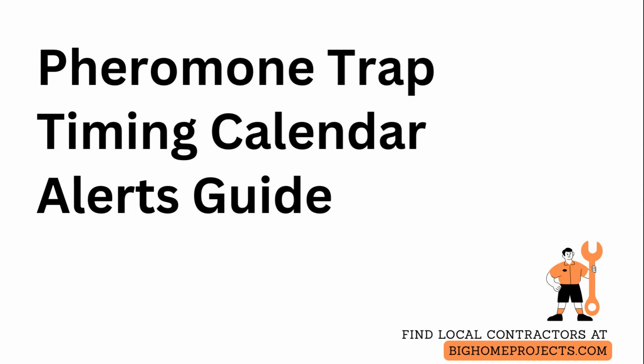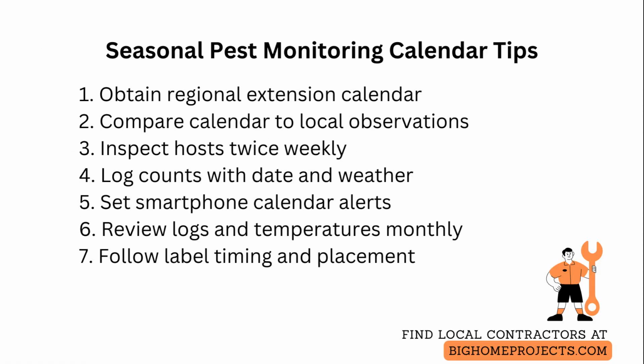Seasonal monitoring calendars let do-it-yourself pest controllers time traps and treatments to match pest life cycles for better results. Seasonal monitoring calendar products combine regional pest phenology data with simple scheduling tools to guide when to inspect, trap, or apply low-impact controls. Start by obtaining a regional calendar from your local extension service and compare it to observed activity for your location, because microclimates shift timing by weeks.